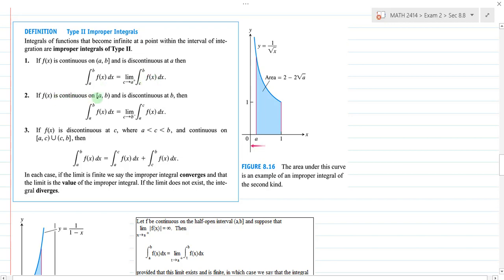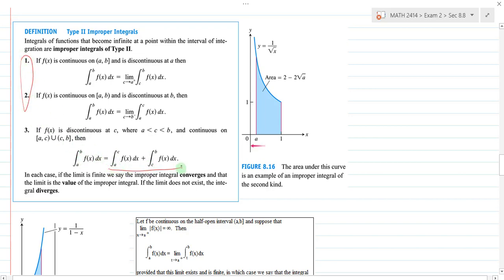If the function's continuous at a and discontinuous at b, then we would look at the limit as c approaches b from the left, because this interval, this range of values, is approaching b from the left-hand side. And if the function is discontinuous at some point c in the middle of your integral, say we have a vertical asymptote of a function between a and b, then we would rewrite that as the integral from a to c plus c to b. We would have a break where that vertical asymptote is, and here we would look at the integral as we approach c from the left, and here we would approach c from the right. It's just a combination of these first two things.